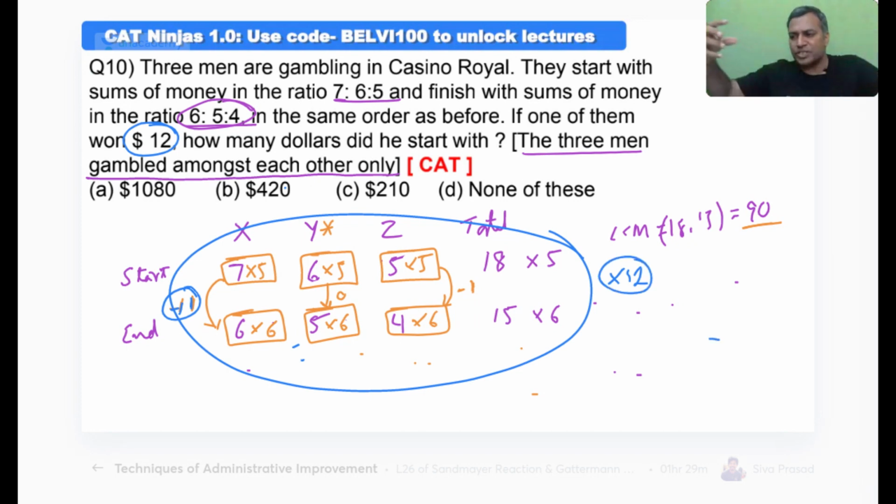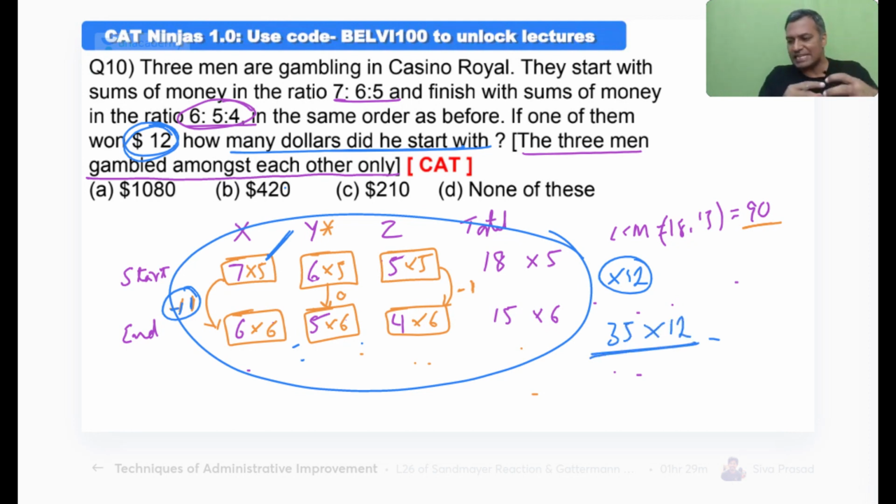So the whole thing has to be stretched. That is what you mean by proportion. The whole thing should be stretched by 12 times. If I stretch it by 12 times, what is the question? How many dollars did he start with? Which means the person who won $12, how many dollars did he start with? For us, it is 7 into 5, 35. But the answer is not 35. The answer is 35 into 12, because the scaling factor is 12 times. That is what we are looking at, right? So this becomes 420. So now you say that 420 is what that person started with.